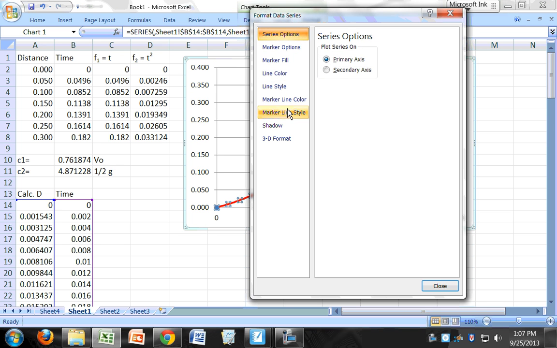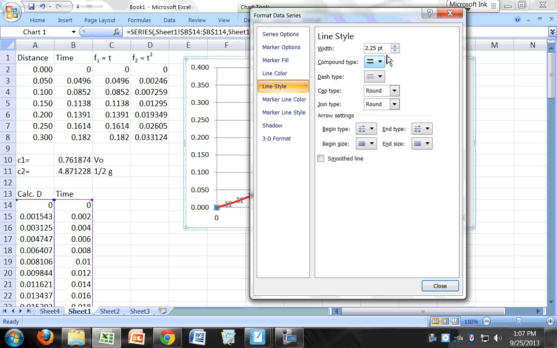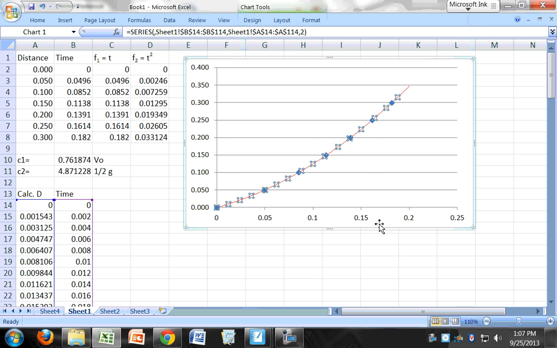Let's see, line mark. Oh, that's the marker line. This is the line style. I want to change the thickness. Right there. See, much better looking. Okay. So that's how you draw your own trend line. If Excel doesn't have one of those predefined trend lines that you want, then you can make up your own.